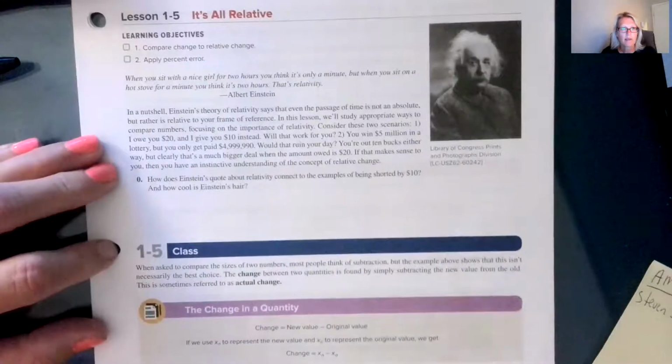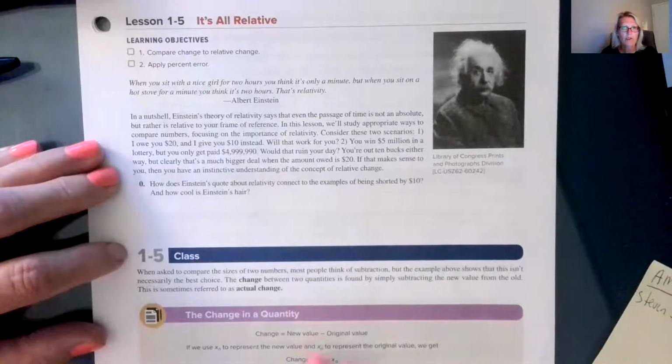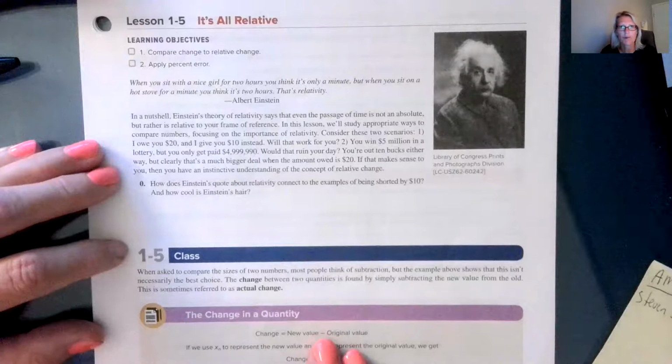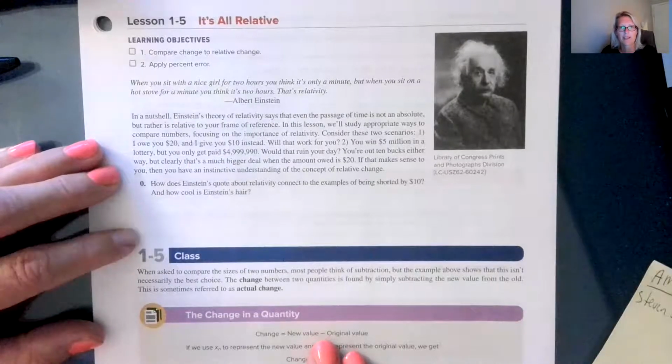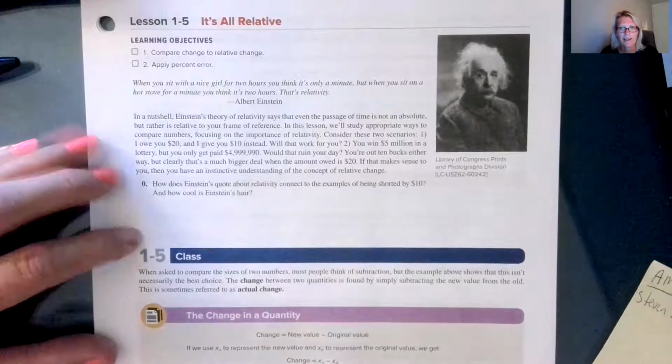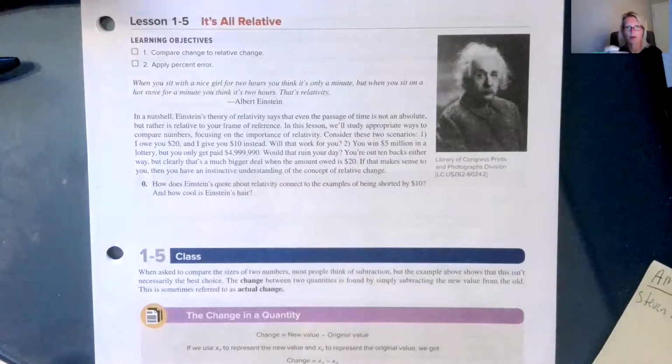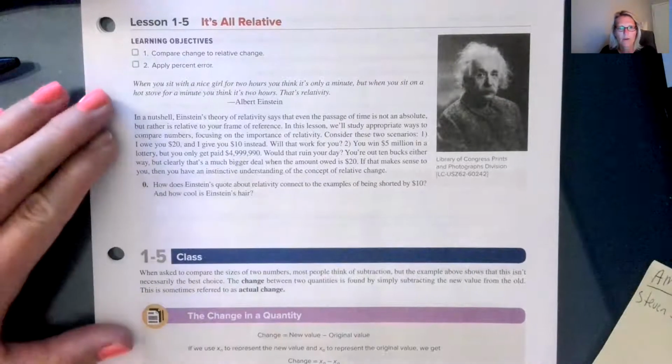Okay. So it says, when you sit with a nice girl for 2 hours and you think it's only a minute, but when you sit on a hot stove for a minute, you think it's 2 hours. That's relativity, says Albert Einstein. It's so true, right? There's times in your life where it seems like time flies by in an instant, and then there's other times when time seems to go so slow.